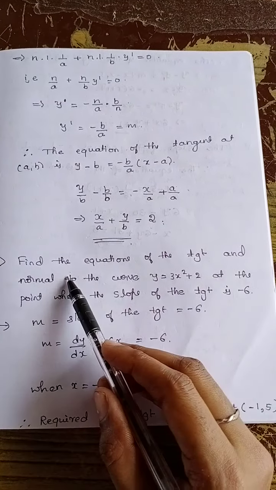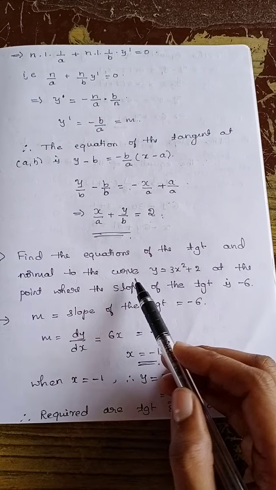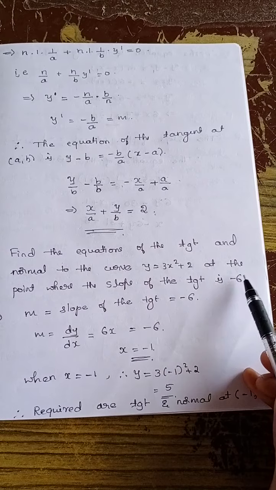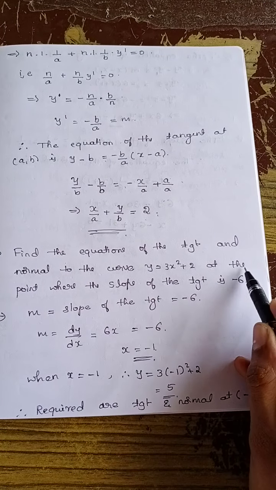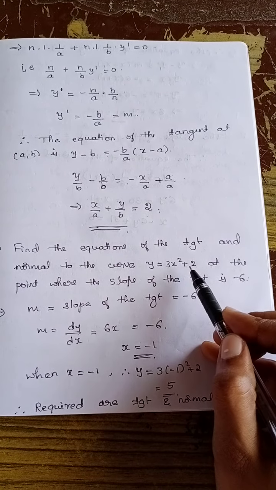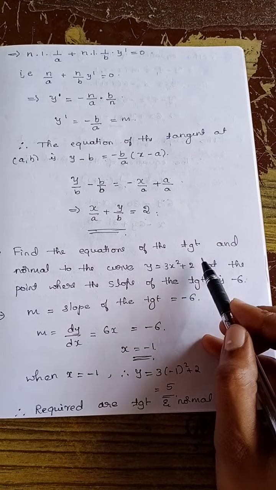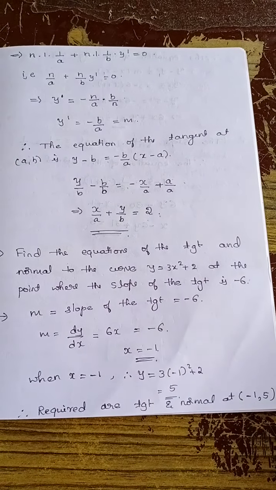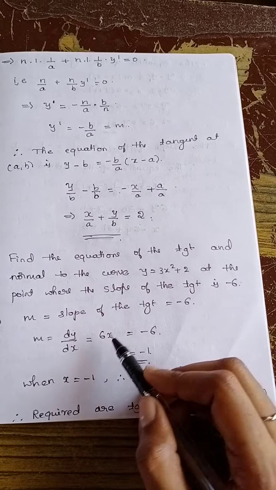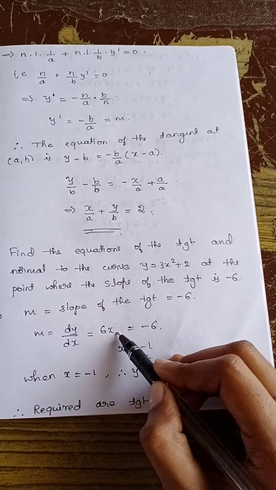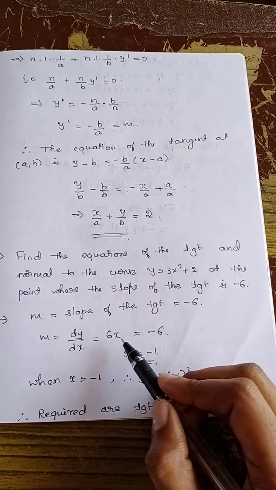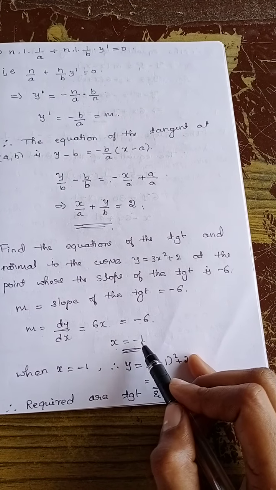Next, 13th problem: find the equation of the tangent and the normal to the curve y is equal to 3x square plus 2 at the point where the slope of the tangent is minus 6. It is given that the slope of the tangent is minus 6, that is m is equal to minus 6. But the equation is given, y is equal to 3x square plus 2. By using this equation we can find the value of x. That is dy/dx, the slope m, is equal to 6x. Differentiation of 3x square is 6x, but m is equal to minus 6, so equate this to minus 6. So 6x is equal to minus 6, which implies x is equal to minus 1.